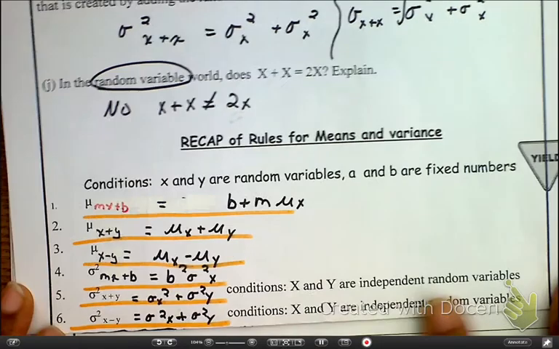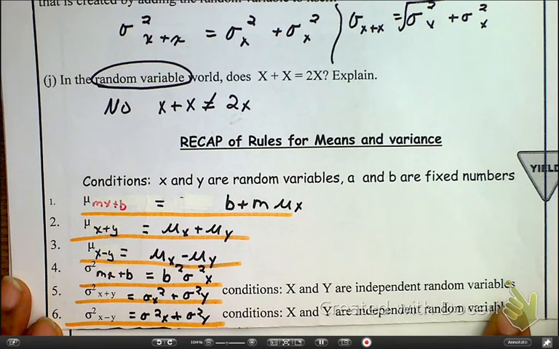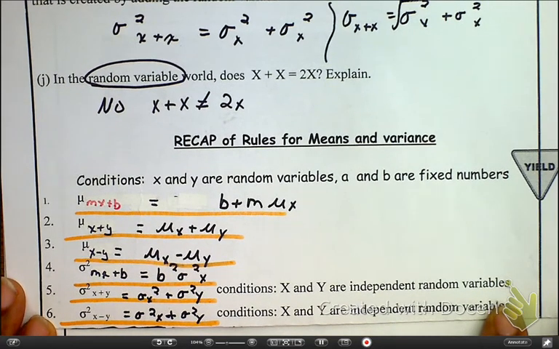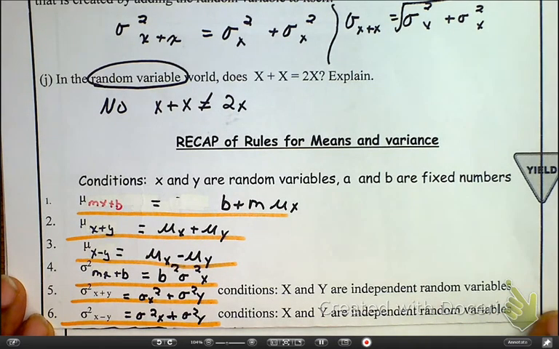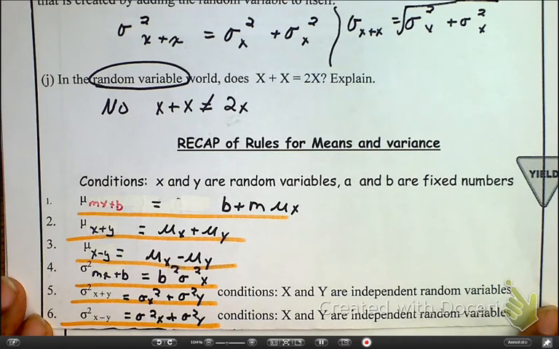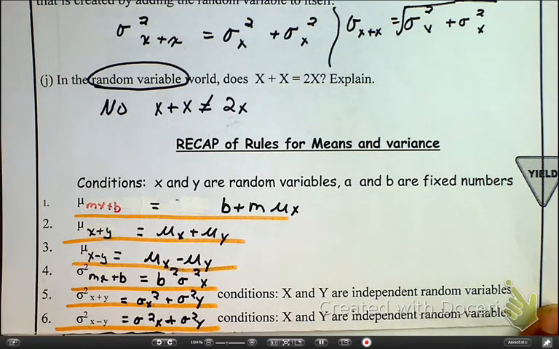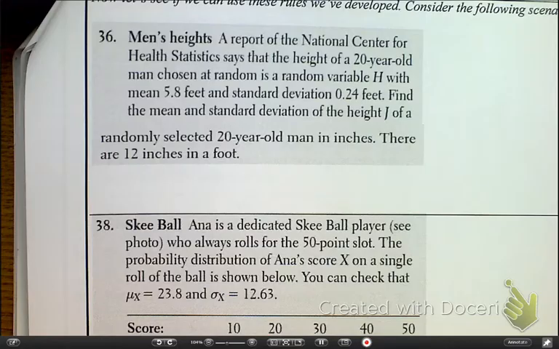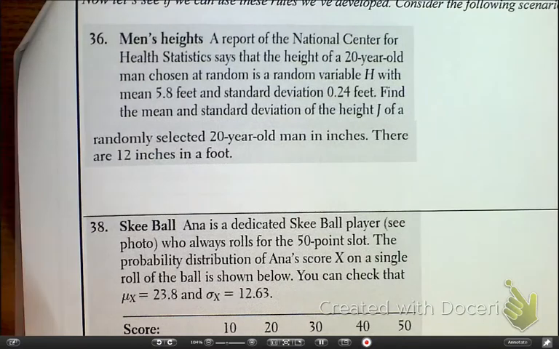Hey guys, let's recap the rules of variance that we've been talking about over the last couple of days. Now go ahead and write these down, pause, and then we're going to start doing some of the word problems. And let's see if we even need these formulas. Okay, so let's go to your notes, page 11, problem number 36.